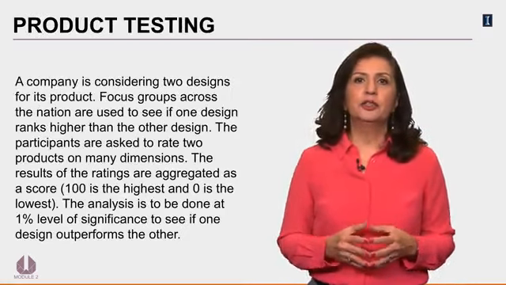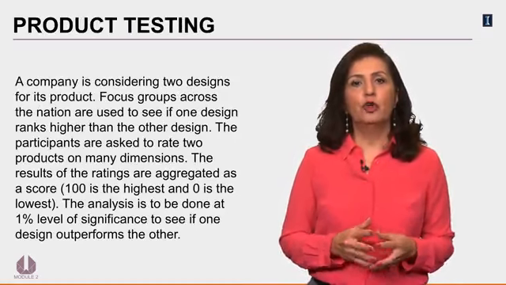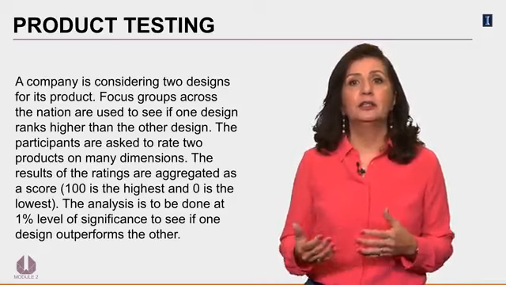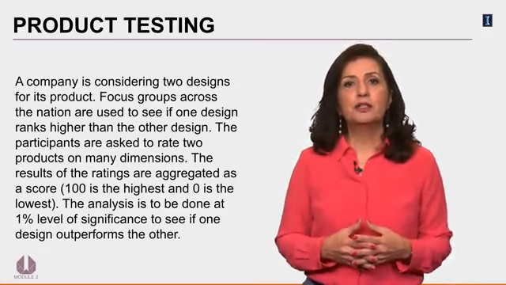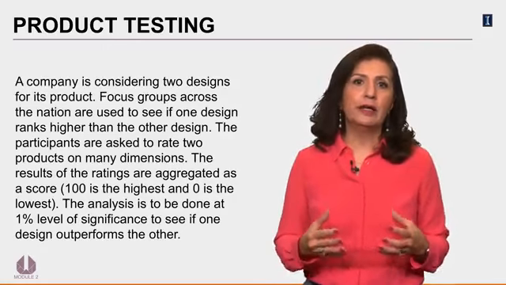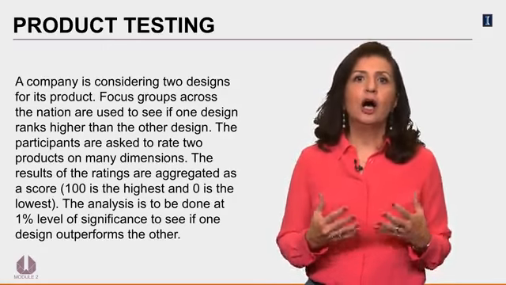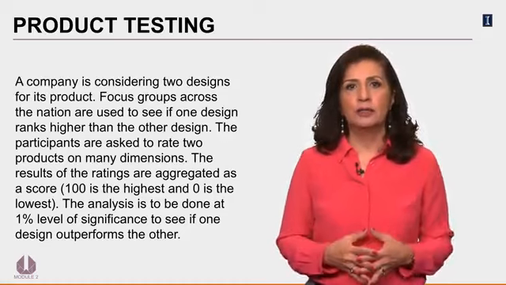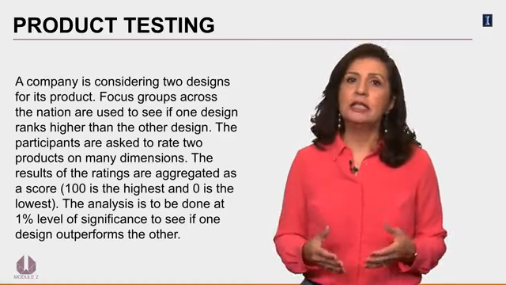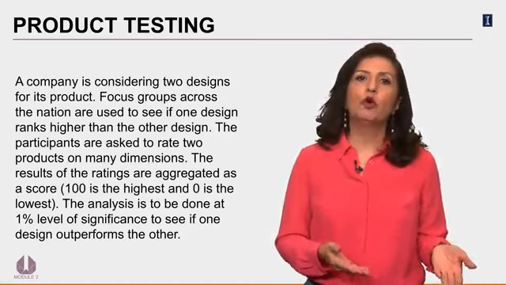A company is considering two designs for its product. Focus groups across the nation are used to see if one design ranks higher than the other design. The participants are asked to rate two products on many dimensions. The results of the ratings are aggregated as a score. 100 is the highest and 0 is the lowest. The analysis is to be done at 1% level of significance to see if one design outperforms the other.